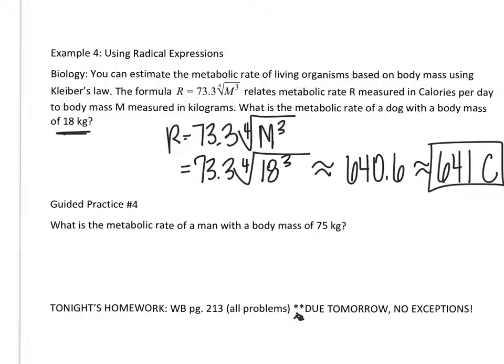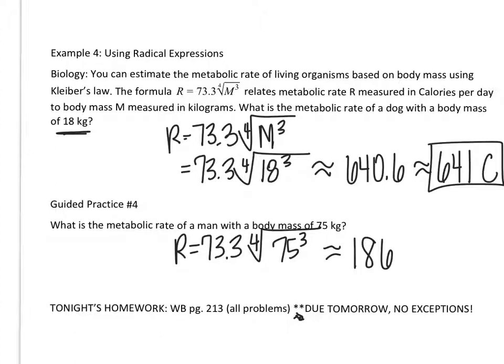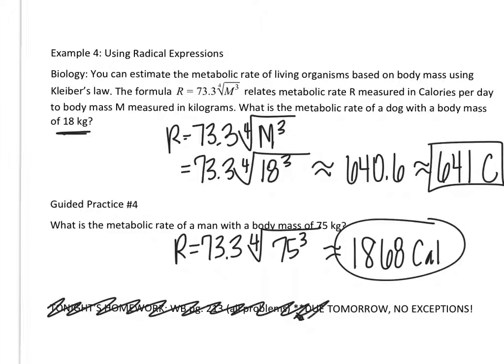Guided practice 4, you're going to do the same thing, except you're going to use a man with a body mass of 75 kilograms. So you're going to plug in 75 there. Do your calculator work, and I'll give you the answer in just a second. Okay, you get about 1,868 calories per day.